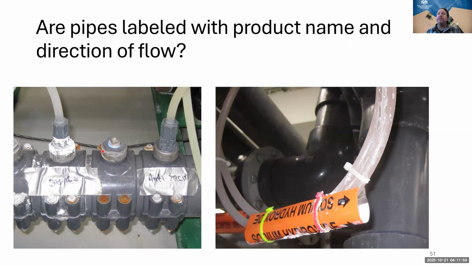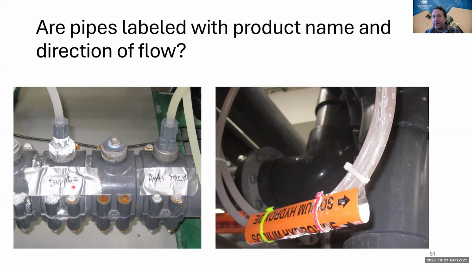Another thing we like to see is that pipes are labeled with the product name and the direction of flow. Here we can see that we have two different chemicals being added. Those injection points are labeled. They're not labeled super well, with a duct tape label, but again, we know that this is the disinfectant going into this quill, and this is the anti-scalant for reverse osmosis going in.